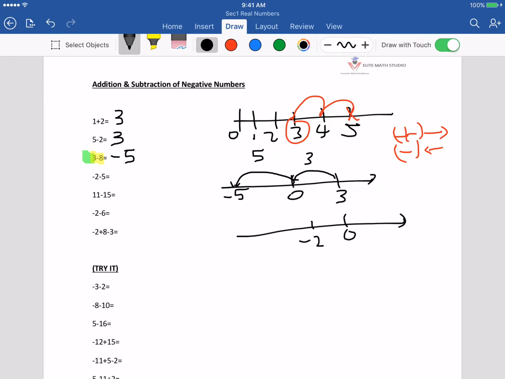Okay, applying the same concept, you have negative 2 minus 5. You're at negative 2 now. You need to move left 5 steps. So the answer is actually what? Negative 7.